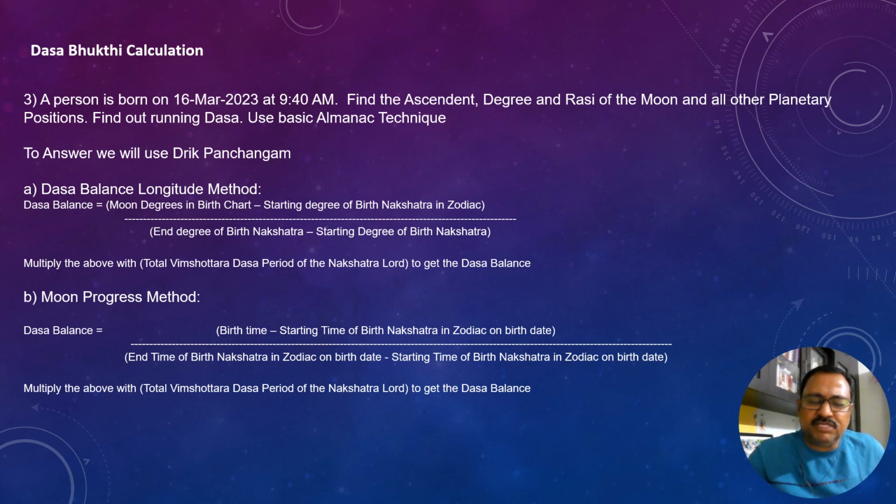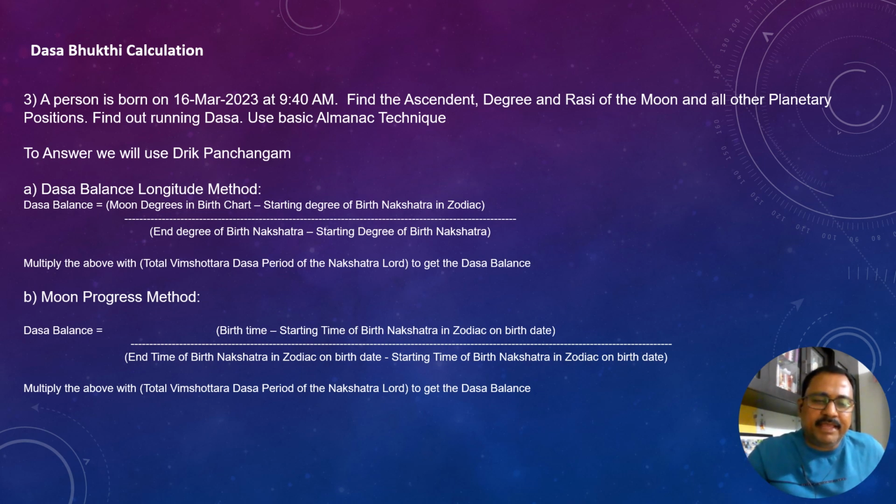And the second technique, which is much easier, is a more desi technique, I would say. Take the birth time of a person, and let's assume the birth time is about 8:30 a.m. From the birth time, we have to take the starting time of the birth nakshatra in the zodiac on the birth date. Let us assume that on a given day the Ashwini nakshatra is present at 8:40 a.m., but the Ashwini nakshatra started at 7:30 a.m. So you take 8:30 a.m., at which the person is born, minus the starting time of the birth nakshatra, Ashwini, which is 7:30 a.m. 8:30 a.m. minus 7:30 a.m., you are going to get 1 hour.